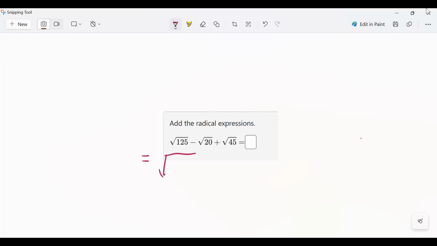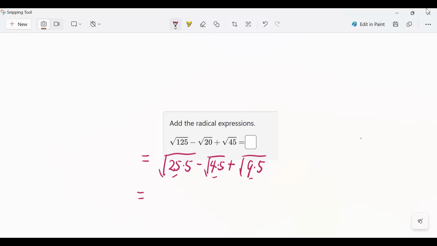Anytime we have multiple radical terms, first of all, we're going to simplify as much as possible. So for 125, the maximum perfect square that goes into 125 is going to be 25 times 5. For 20, it's going to be 4 times 5. For 45, it's going to be 9 times 5. So 25, 4, 9. That's the perfect square that goes into each term.